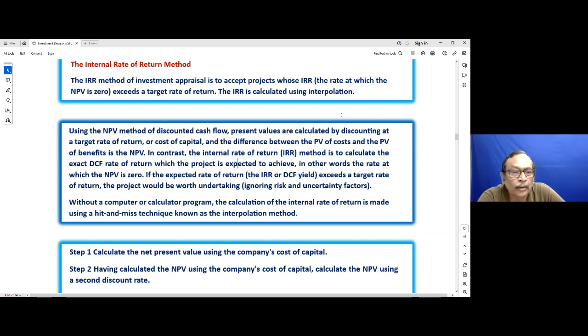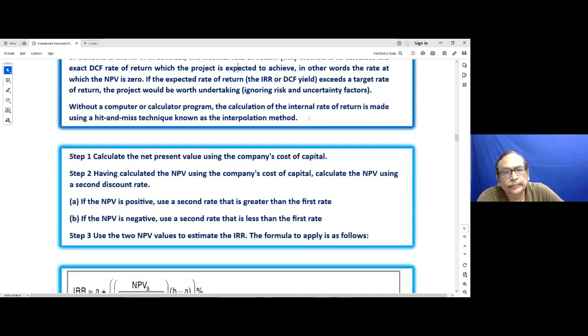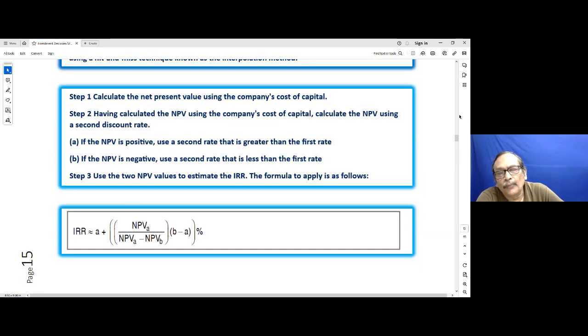Without a computer or calculator program, the calculation of the internal rate of return is made using a hit and miss technique known as the interpolation method. So we have step 1: calculate the net present value using the company's cost of capital.